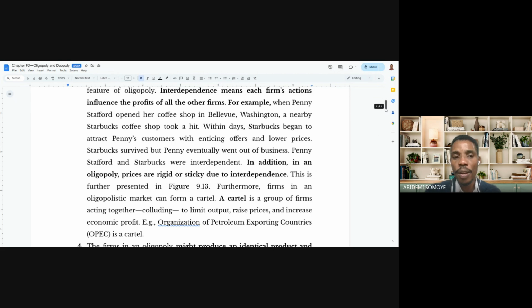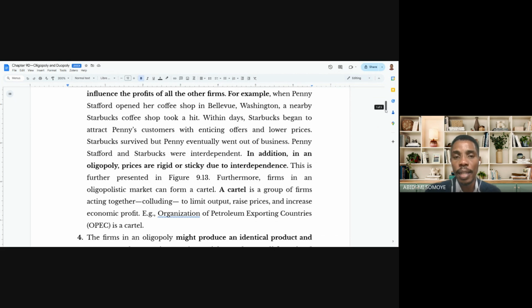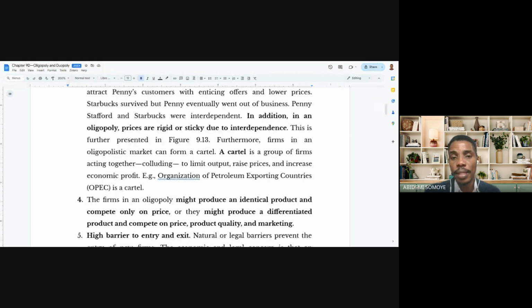Furthermore, firms in an oligopolistic market can form a cartel. A cartel is a group of firms acting together, colluding to limit output, raise prices, and increase economic profit. An example of a cartel is OPEC, the Organization of Petroleum Exporting Countries. Those guys try to have a say in terms of oil prices, or in terms of oil supply.